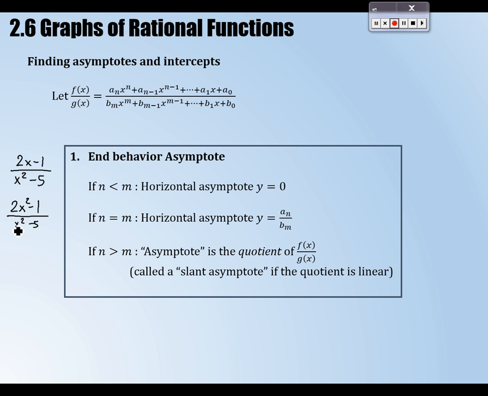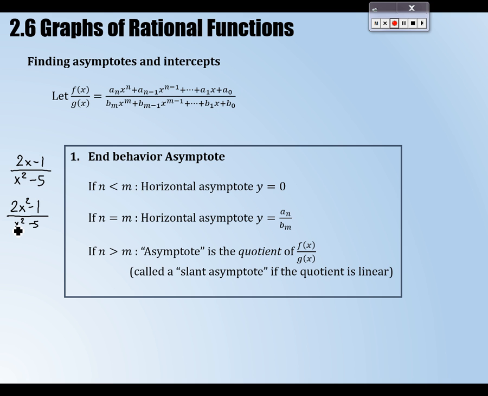Okay. All right, now the last one's a little bit crazy, the fact that you haven't probably talked too much about this. But if the degree on top is greater, then it's the quotient of those two things. And this is, like I said, the first time you'll ever talk about a slant asymptote. When we do the division, the slant asymptote is the quotient. So, if it's linear, then we call it a slant asymptote.